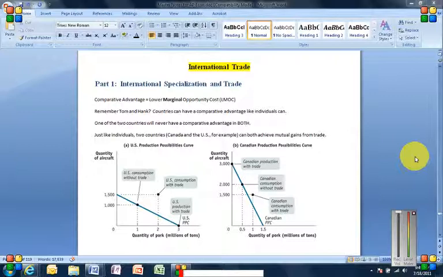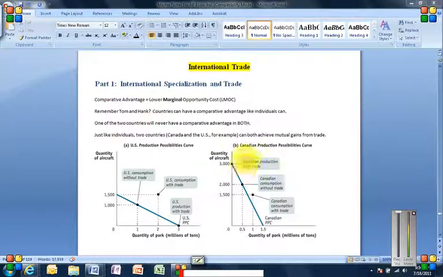One of the two countries will never have a comparative advantage when you're doing a comparison between two countries in the production of both items. But it's possible for one country, when you're comparing two, to have an absolute advantage in both. The example that we have on this page is not one of those kinds of examples, but that's one of a few differences between absolute and comparative advantage. But just like individuals, two countries, in this example we have Canada and the United States, can achieve mutual gains from trade if they understand on some level what their comparative advantage is.